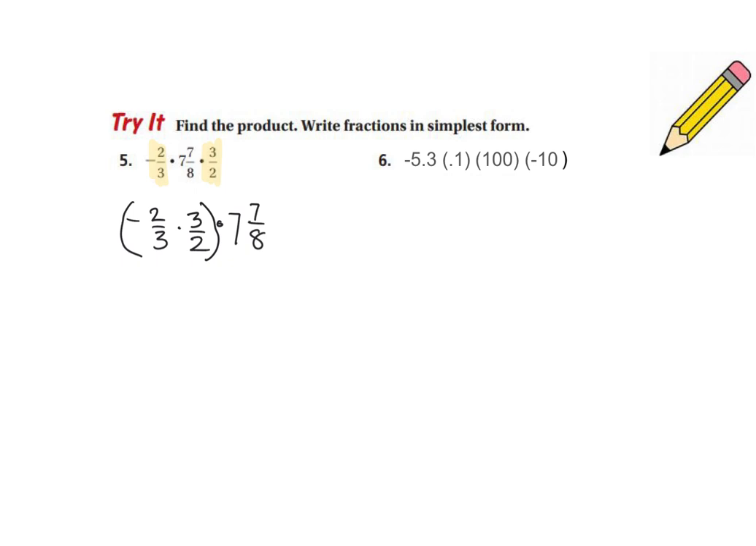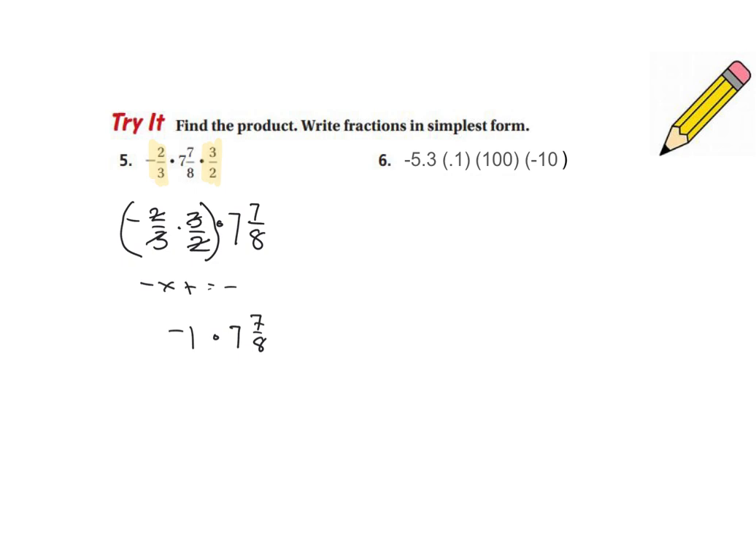Those are actually the reciprocal of each other, and anytime that you multiply by the reciprocal, you end up just getting 1, because 2 divided by 2 is 1, and 3 divided by 3 is 1. So you essentially end up with 1 over 1, which is just 1. Now in this case, it's a negative times a positive. A negative times a positive is a negative. So we end up with negative 1 times 7 and 7/8.